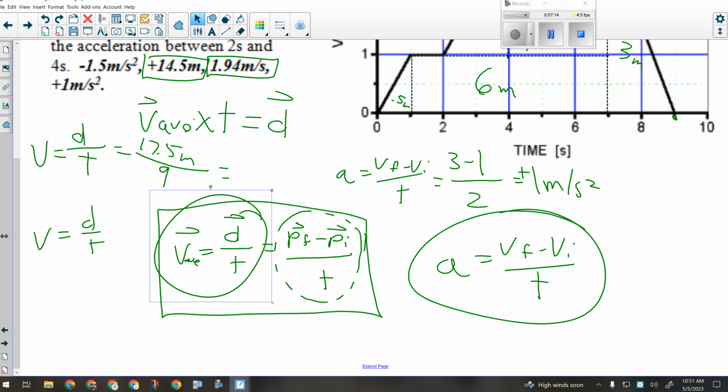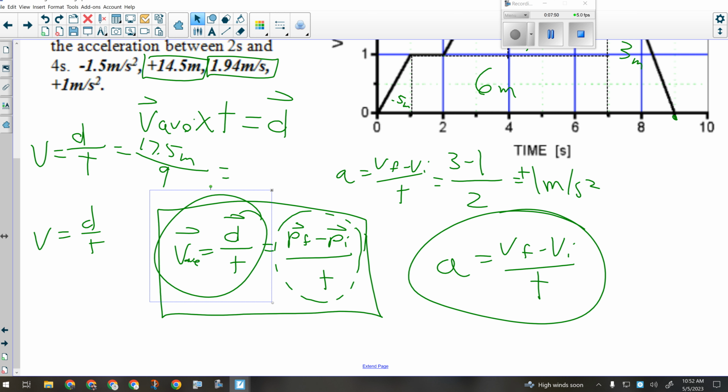Is there a type of graph I can't use that formula with? It gives me acceleration, provided I can find initial and final velocity and time. Which graph can I not use that formula with? I can't use it with a position versus time graph. A position versus time graph will not tell me the initial and final velocities. I can't get that from that graph, so that formula won't work with that.